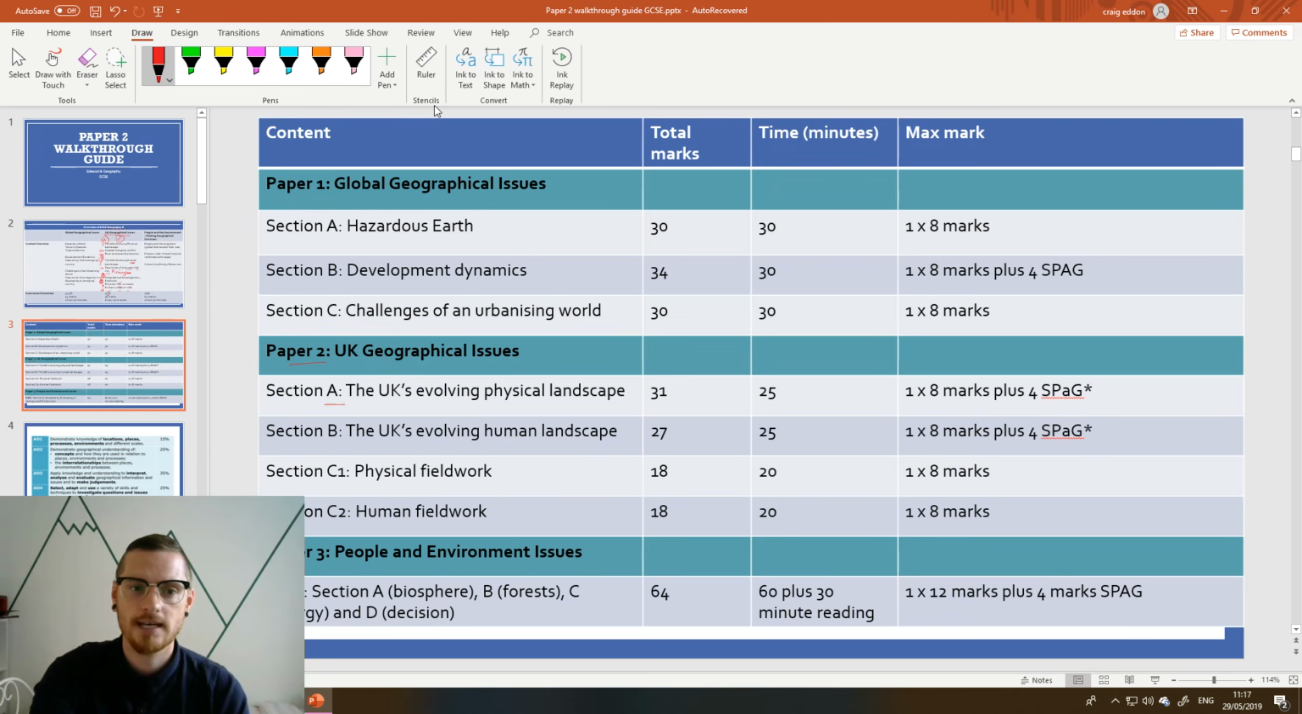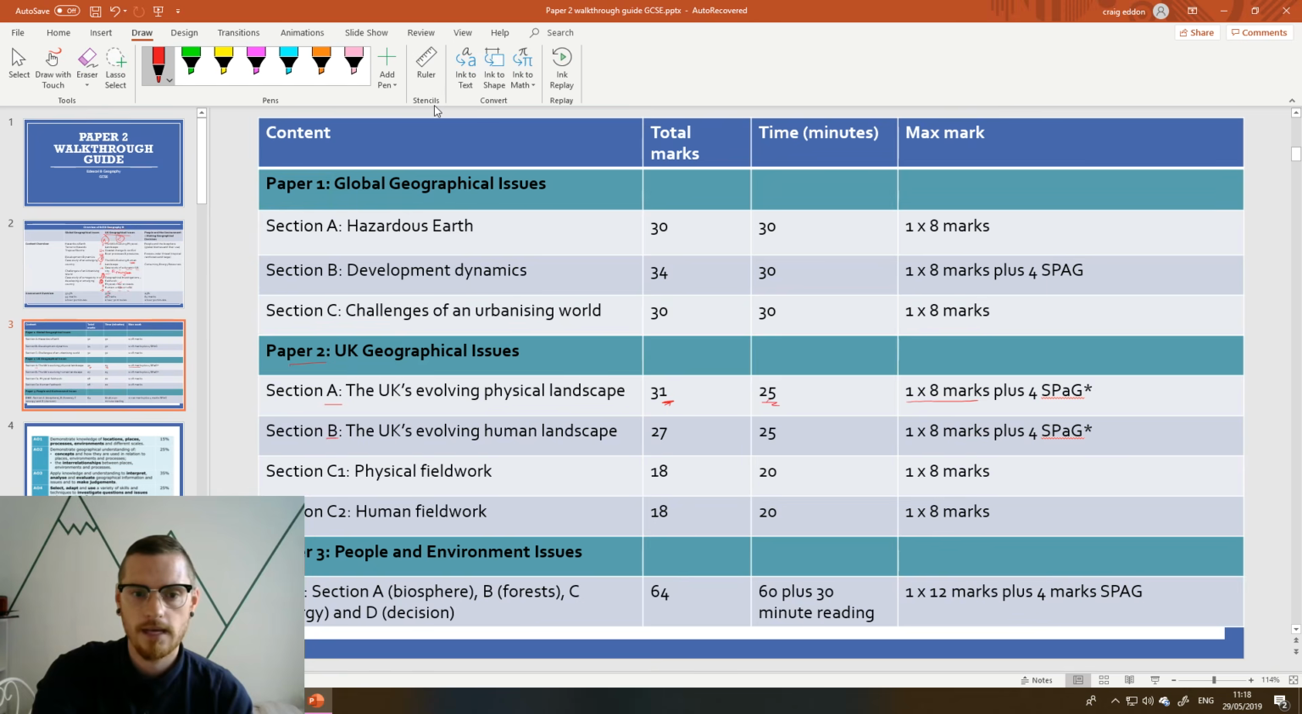And as I've just said there, section A, UK's physical landscape, it's worth 31 marks. So we're now breaking this down section by section. And you should spend 25 minutes on that. And there is 1 8 marker plus that 8 marker might have 4 marks for spelling, punctuation, grammar, and the one that we forget about is specialist terminology. Okay, you're using specific GCSE geography terminology in your answer.